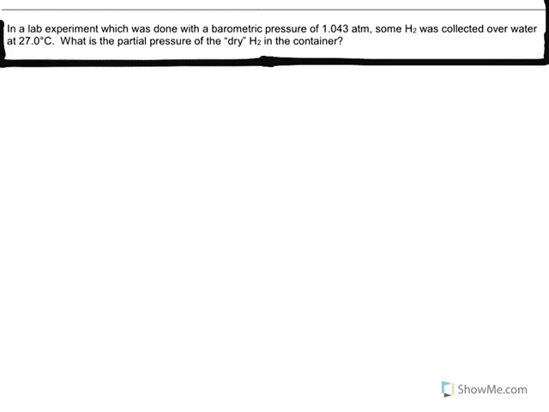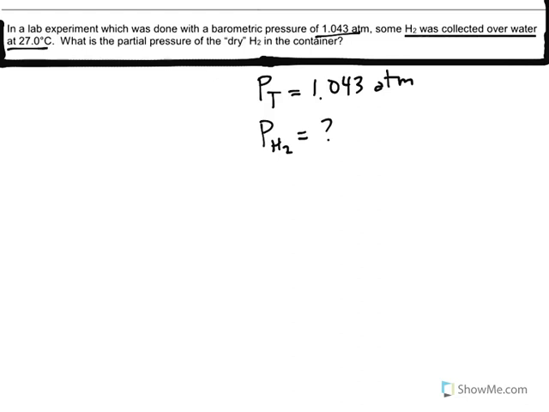So in this case, we have a measurement of the total pressure, which comes out to 1.043. So we know that. And we're looking for the partial pressure of hydrogen. And it doesn't give us another pressure, but it does tell us that H2 was collected over water at 27 degrees Celsius. And then it says, what's the partial pressure of the dry H2? What that implies is that there's also water vapor present, which shouldn't be too horrifying for you.